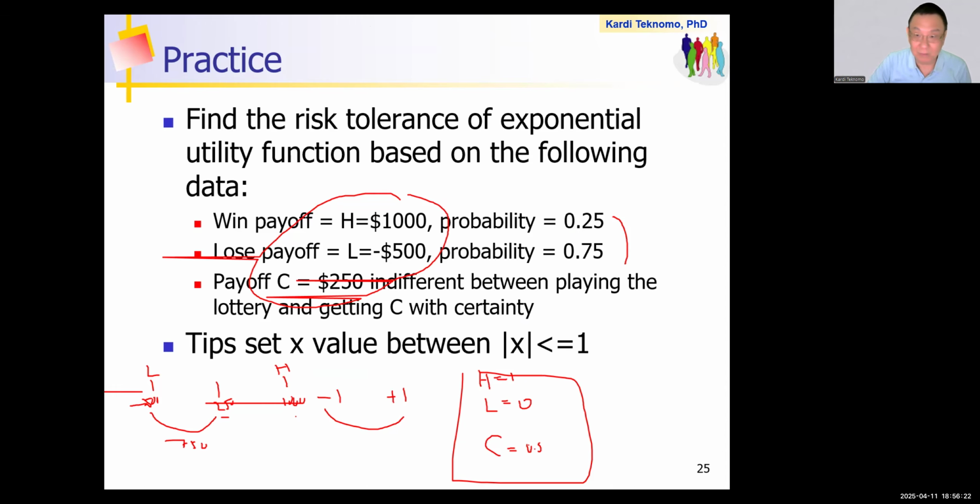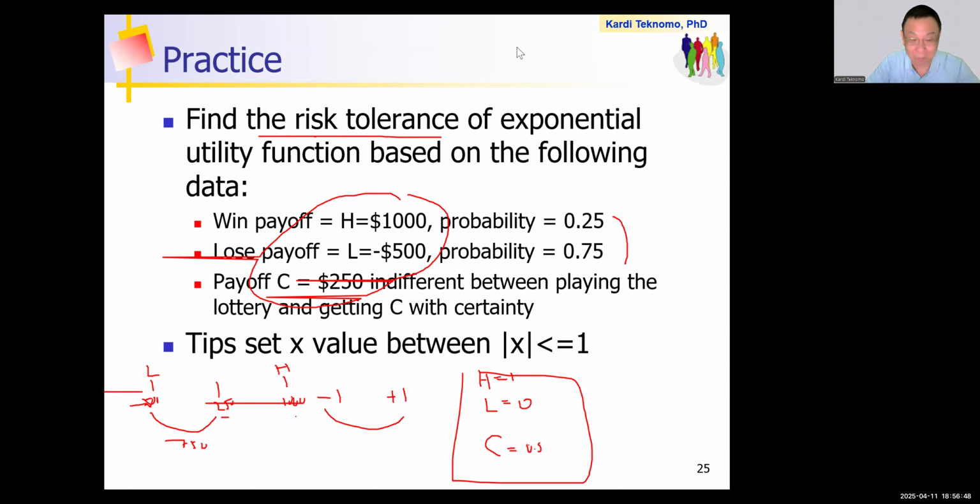So this is just how to compute the risk tolerance parameter. At least you get the idea that we don't just plug in this parameter, but we have certain numbers that we can use. Okay, look at this. If this is clear, let's go to the next topic.